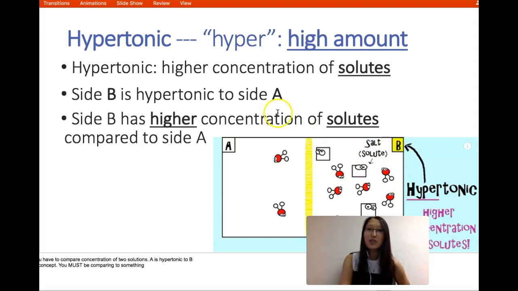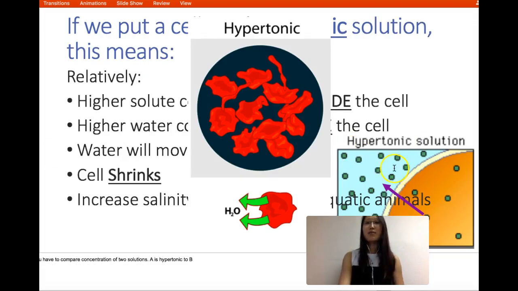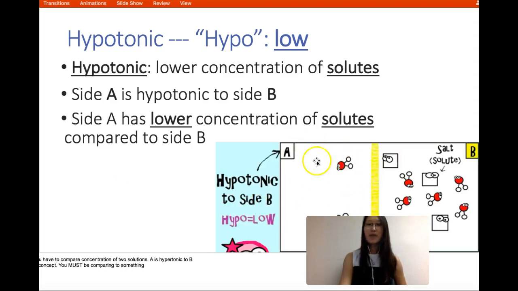If we're comparing B to A, it's kind of like you can't say a person is short unless you're comparing this person to another person, right? Now, there's nothing wrong with being short, but you can't say something is large or small unless you're comparing it to something, because it's all relative. Same thing with solution. For hypertonic, it's a hypertonic solution compared to this other side. And in this case, a hypotonic solution right here is hypotonic compared to this other side.